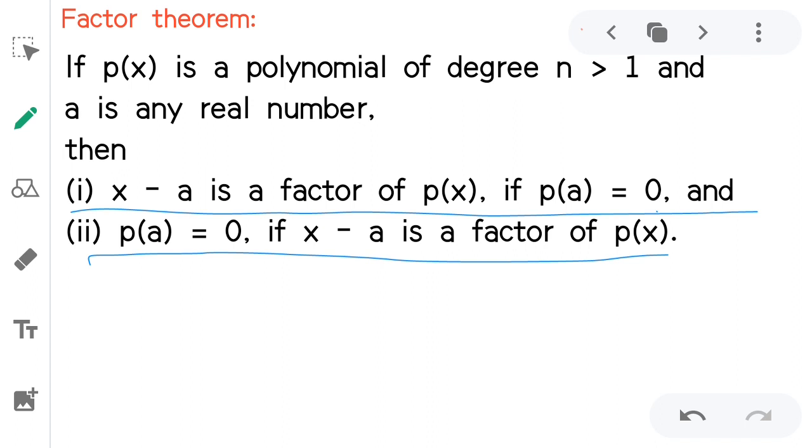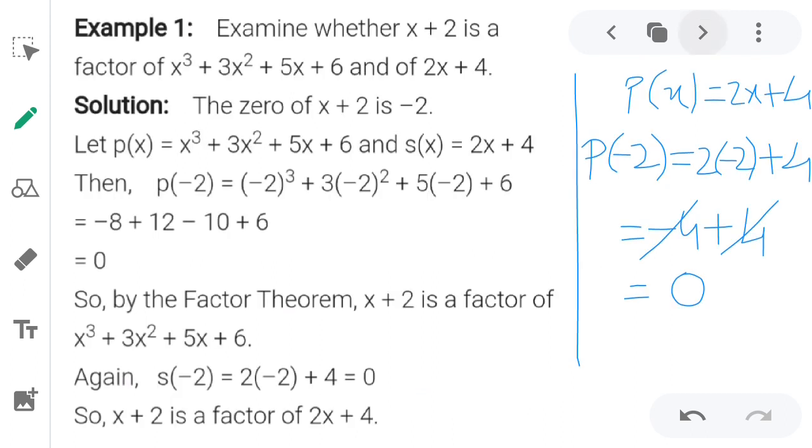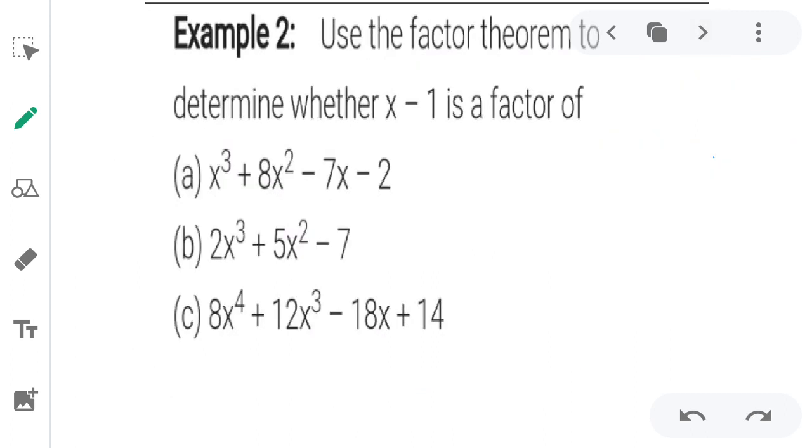Now let us suppose p of minus 5 equal to 0. Then what is the factor of the polynomial p of x? Then x equal to minus 5. Taking this to the other side, we get x plus 5 equal to 0. So we can say x plus 5 is a factor of the polynomial p of x. Okay, now let us see the remaining examples. Use the factor theorem to determine whether x minus 1 is a factor of 2x cube plus 5x square minus 7. Now we have to check for this polynomial.